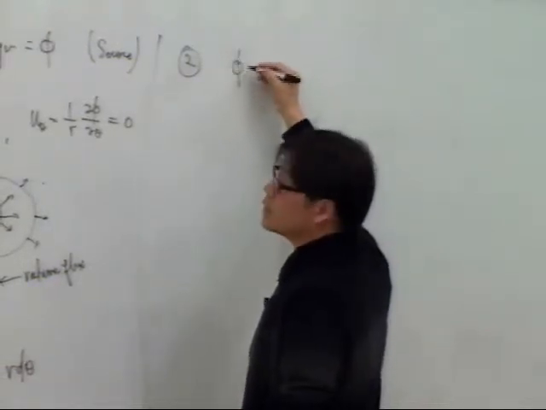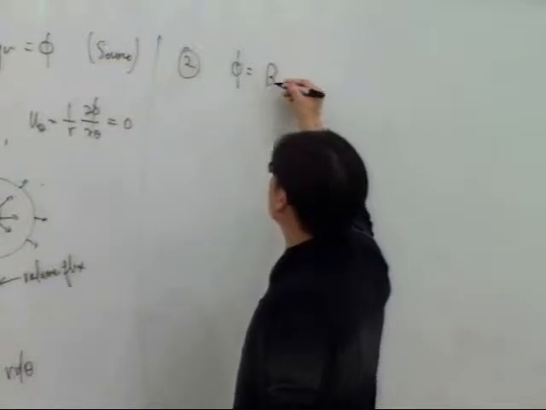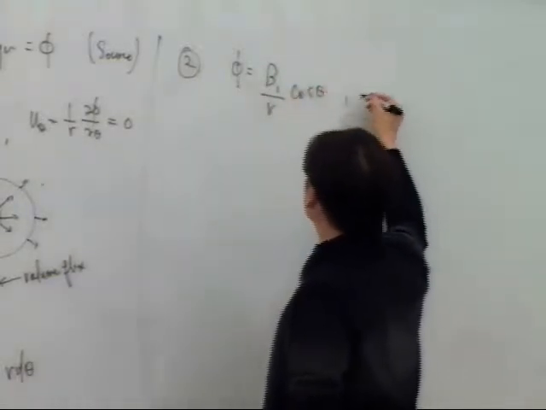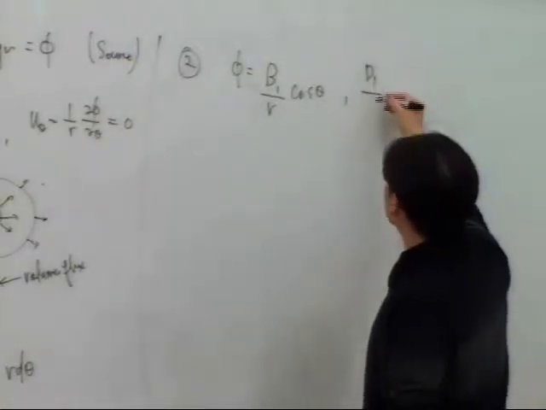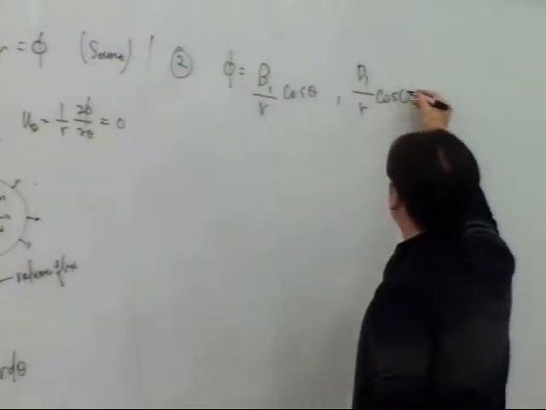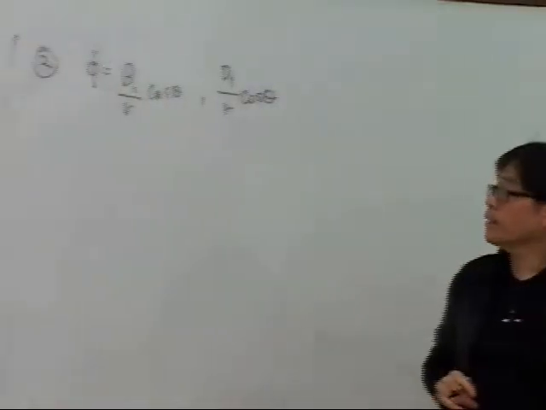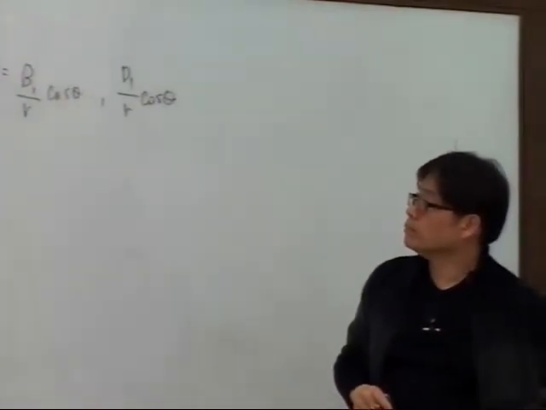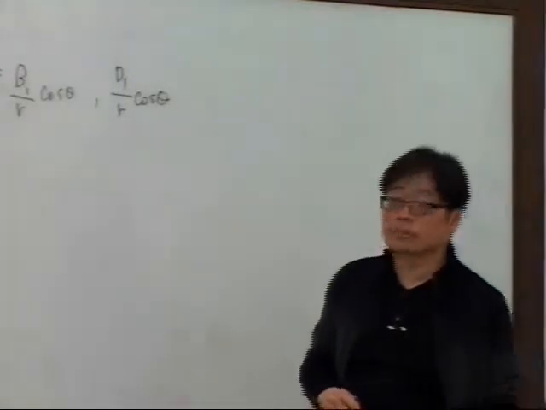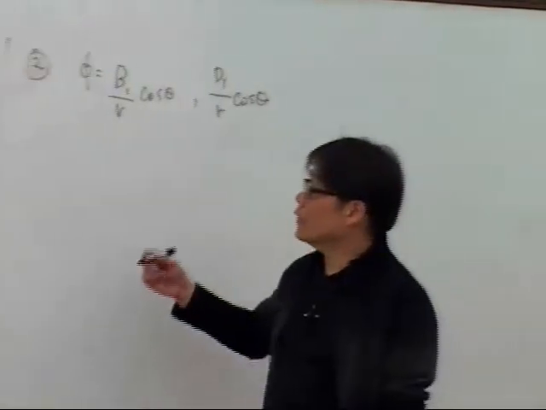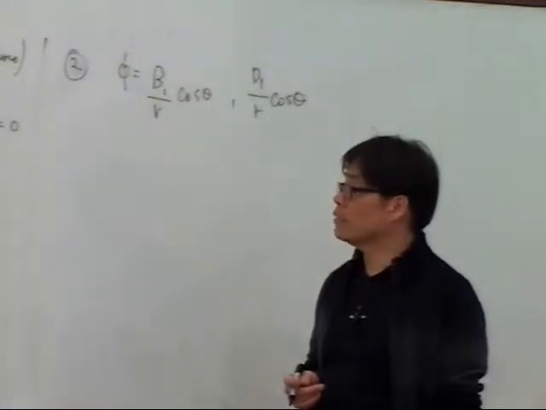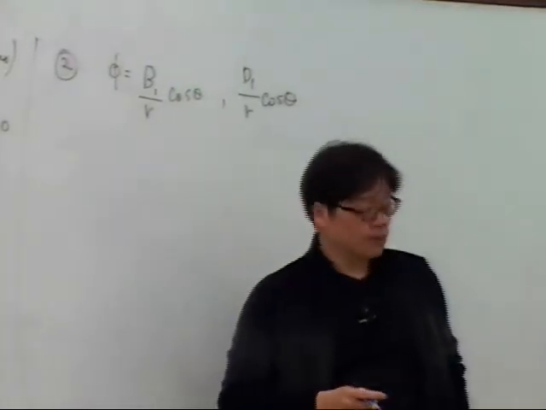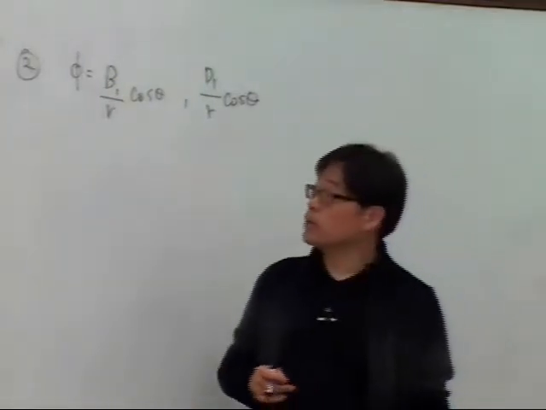So phi, in this case, is b1 divided by r cosine theta, or d1 divided by r cosine theta. And so from here, you can find the radial velocity and the tangential velocity. This time, you do have both radial and tangential velocity components.